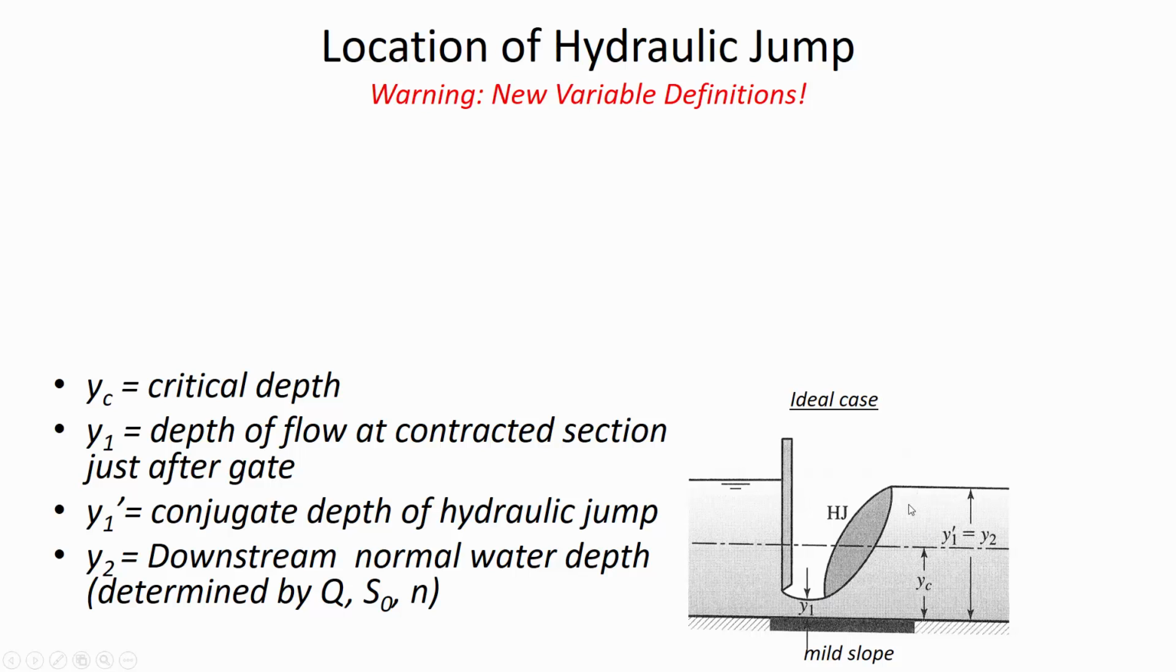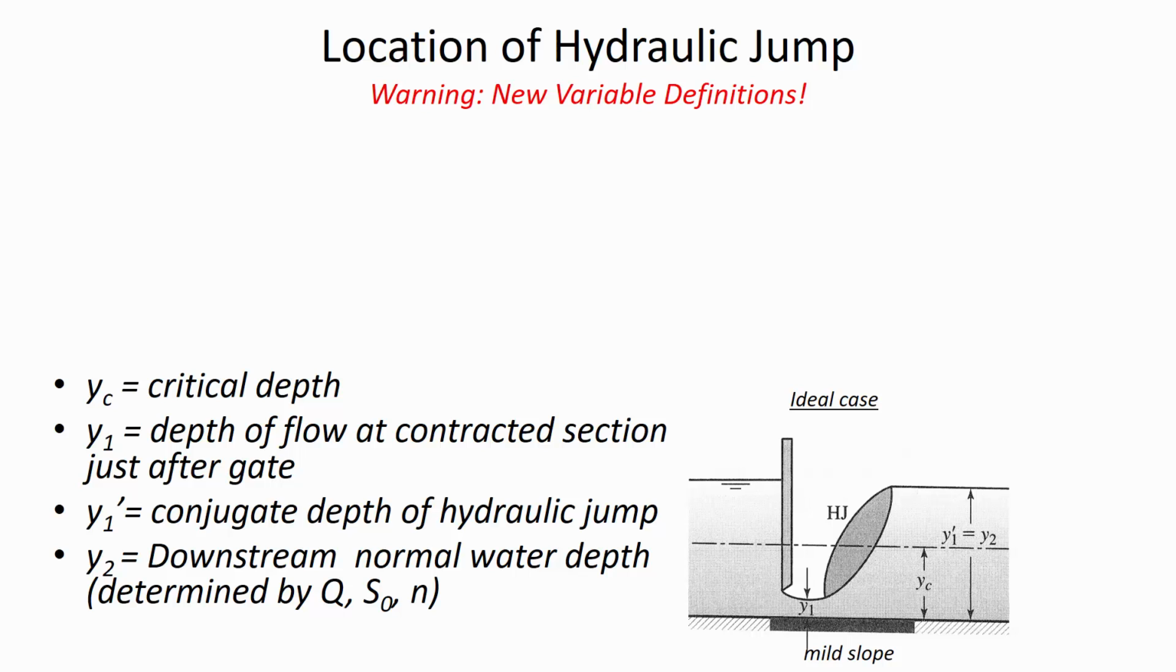And so y prime 1 means the sequent of the upstream depth. And here what makes this the ideal case is that it's equal to the downstream depth that's based on the uniform flow conditions, the normal depth. So based on this slope, based on the channel geometry and the roughness and the flow rate, if you used Manning's equation, you could just calculate some normal depth. And that's the capacity of the channel downstream.